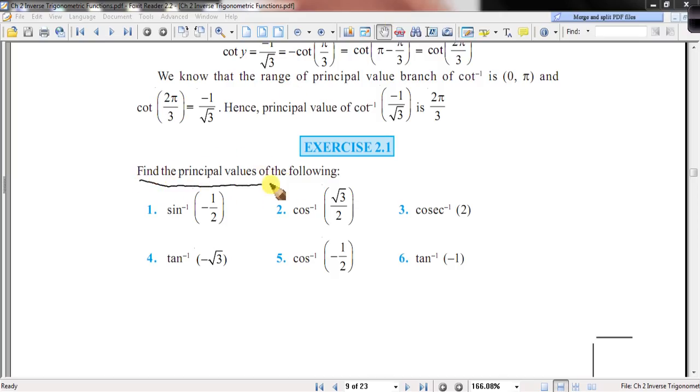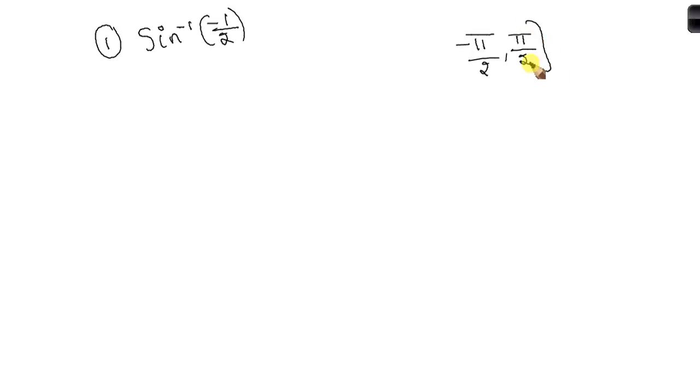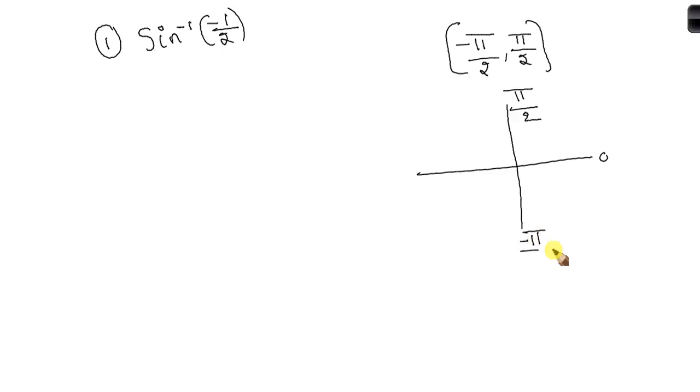Find the principal value of the following: sine inverse of minus 1 by 2. I would like to find the principal value of the function sine inverse of minus 1 by 2. So what is the principal value for sine? It lies between minus pi by 2 to pi by 2. This is 0 to pi by 2 and this is 0 to minus pi by 2. So the principal value of sine lies in the first and the fourth quadrants.